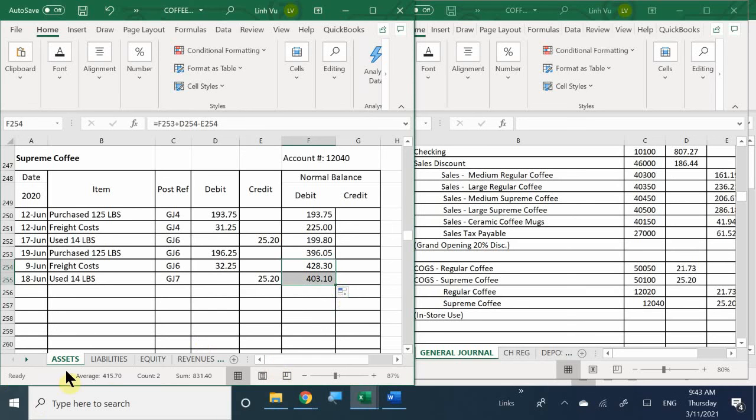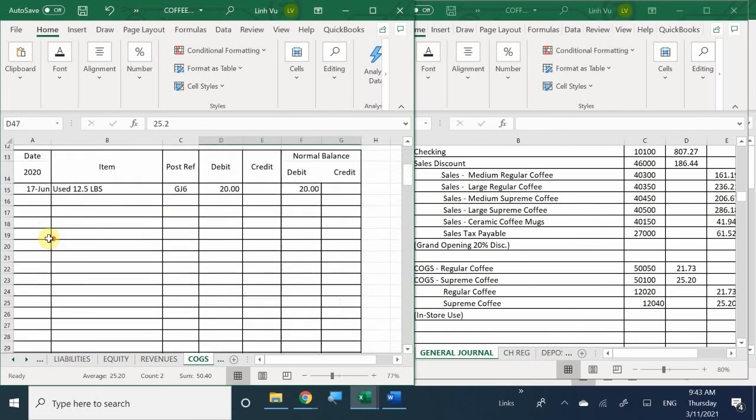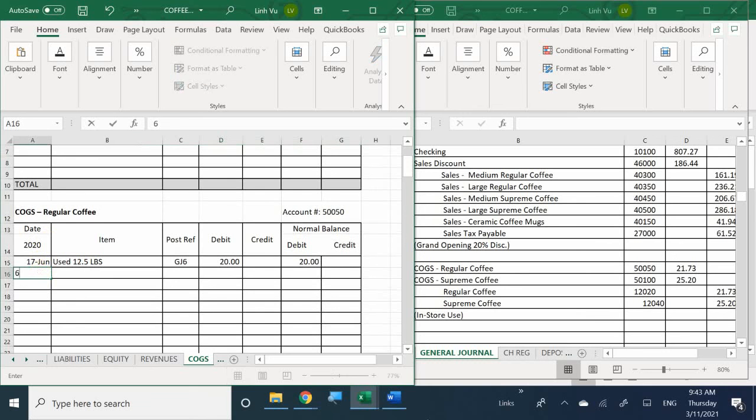Update cost of goods sold. So here we are, cost of goods sold. Regular coffee. Once again, on the 18th, we used 13.5 pounds. Okay, general journal number 7. All right. For how much? $21.73. All right, so what is my total cost of goods sold right now? $41.73. Good.